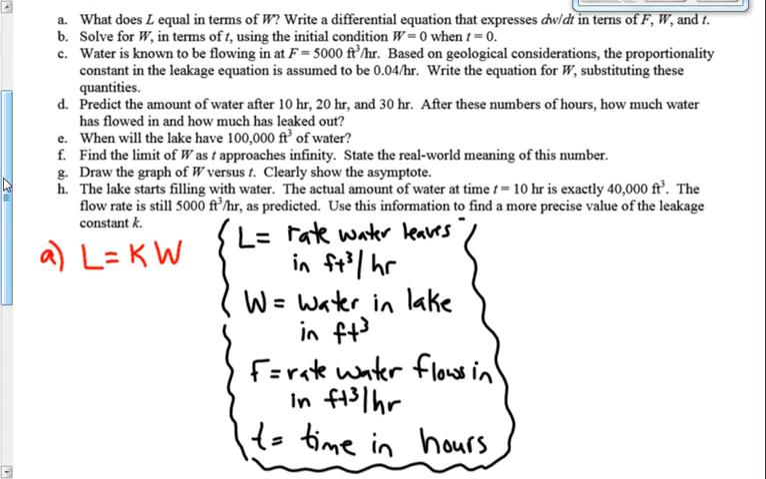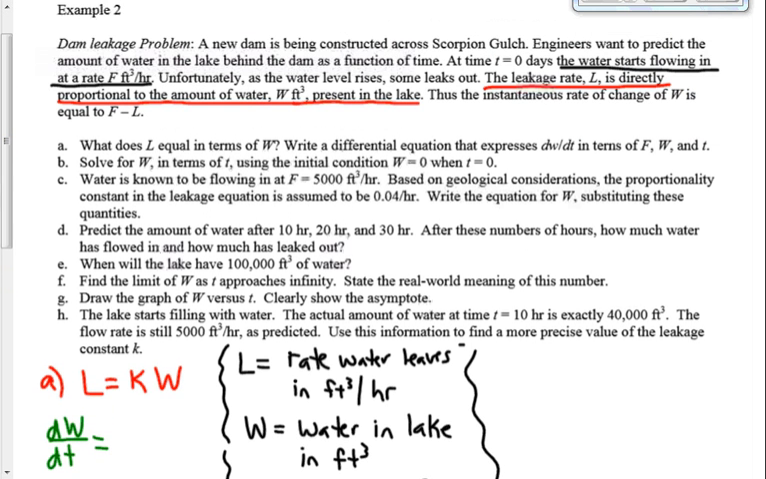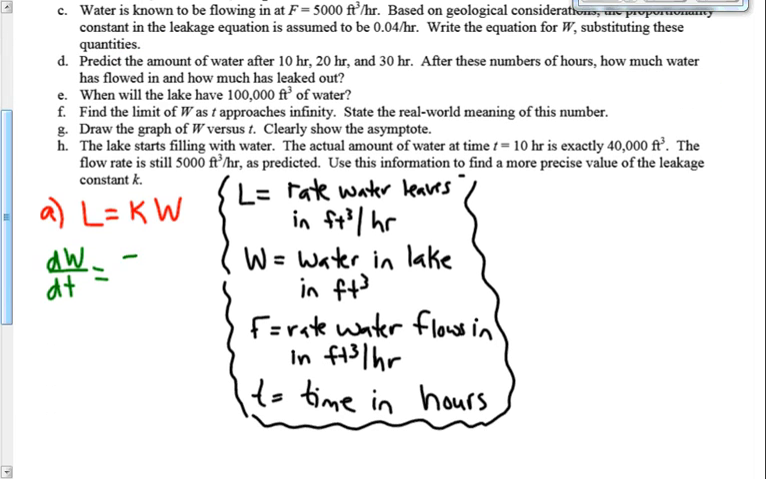So, talking about part A still. Sorry, I just wanted to get our variables out of the way. What does L equal in terms of W? Okay, did that, directly proportional to W. Write a differential equation that expresses dW/dt in terms of F, W, and T. Well, dW/dt, scrolling back up, the instantaneous rate of change of W, is equal to F minus L. So I can put that down as F minus L.